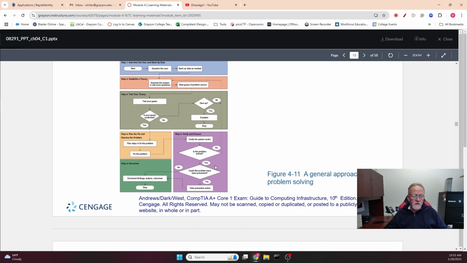So you ask yourself, could this problem have been prevented? Well, how could we do that? Well, don't let people adjust the refresh rate. So take preventative action. Do whatever you can do to prevent that from happening, and then document what you did. Document the steps you used to solve it, document the steps you used to take preventative action, and at that point you can consider this to be complete. However, it's a good idea to check back and verify.